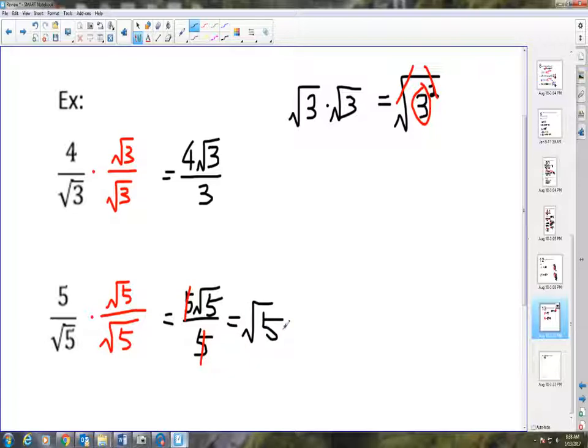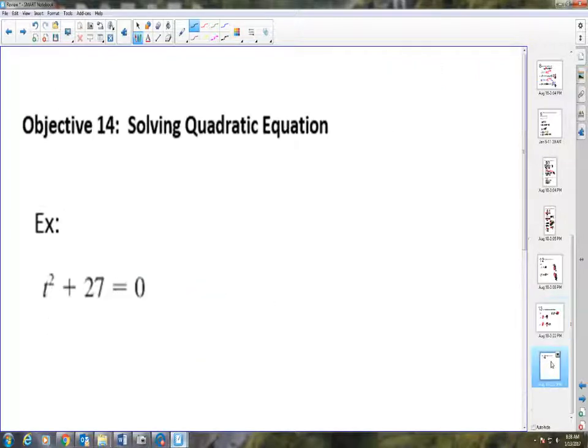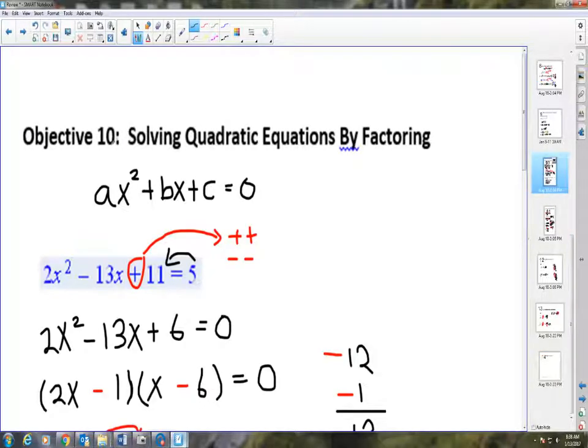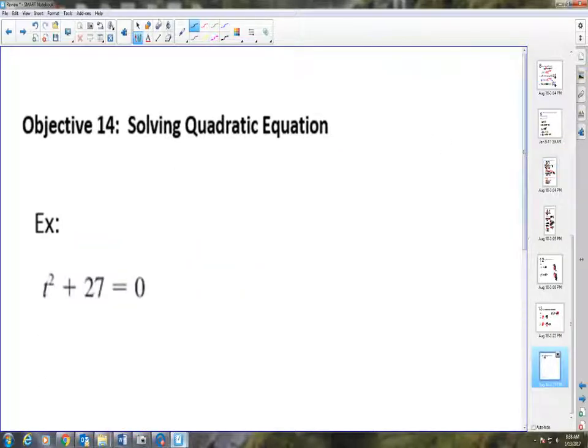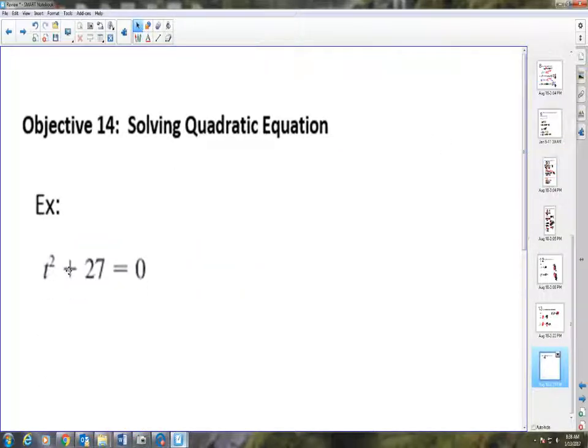Alright, I'm going to wrap up this review with solving quadratic equations. The one that we did in the previous lecture video was solving quadratic equations by factoring. There are many ways to solve quadratic equations. We can do it by factoring.